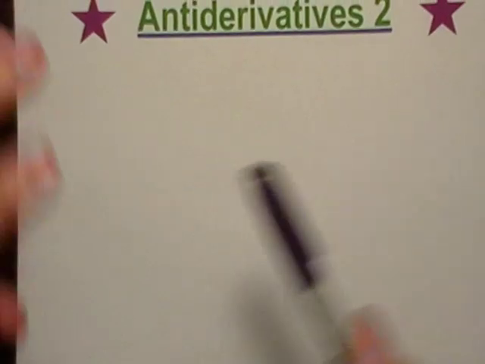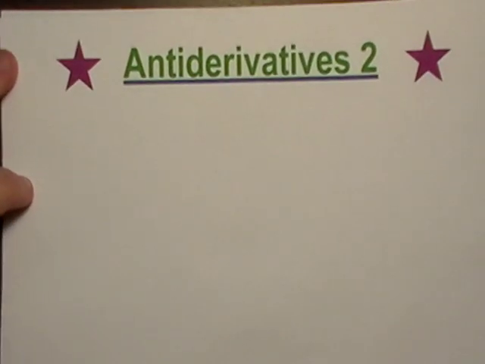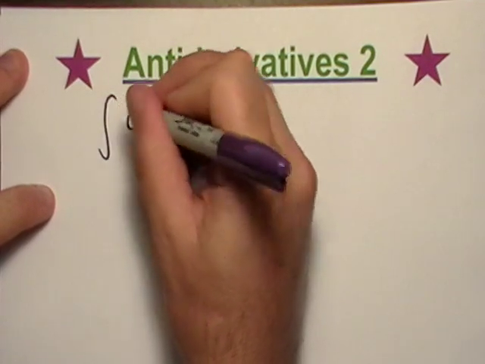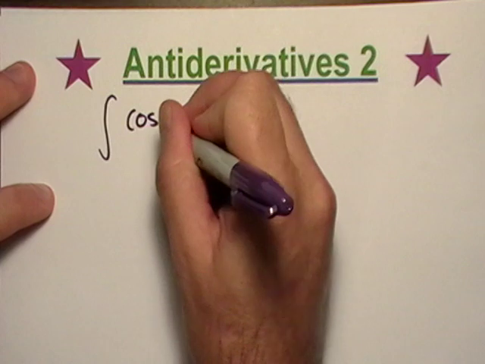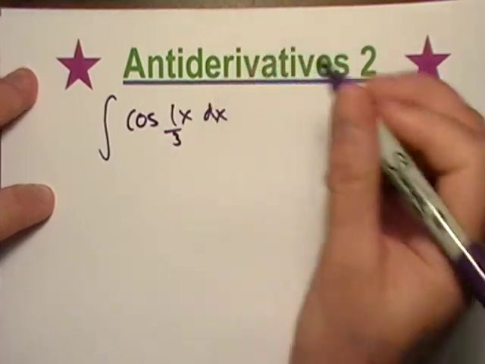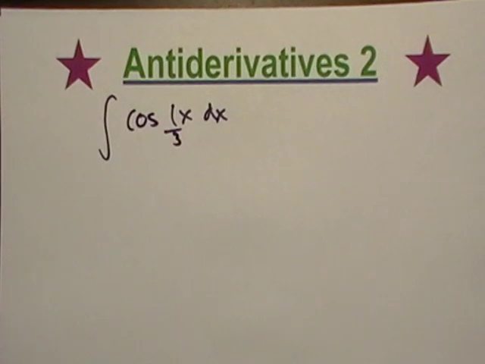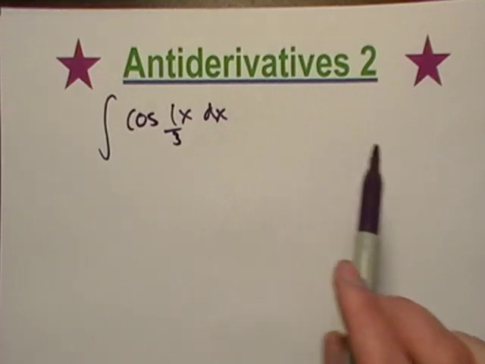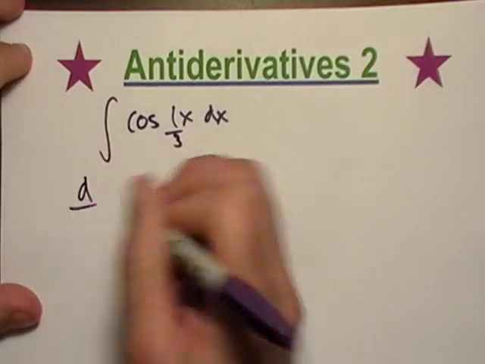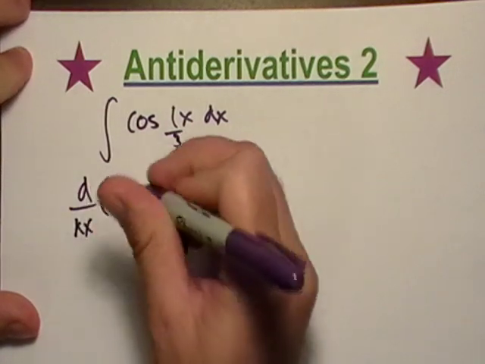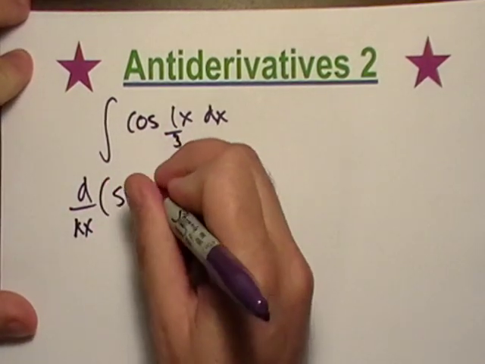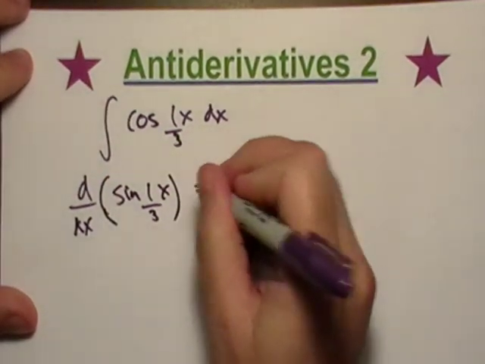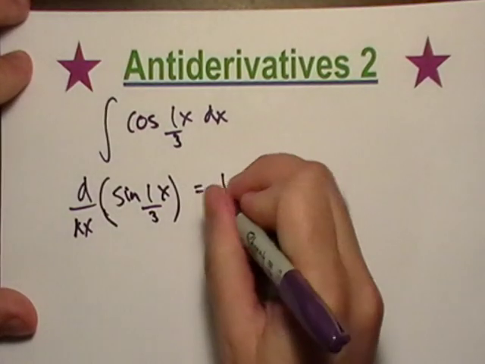Let's find the antiderivative of cosine of 1/3 of x. I'm asking myself, whose derivative is cosine 1/3 of x? I know that I'm going to involve some cosine action, so let me just take sine and take the derivative of that. The derivative of sine is cosine, and we use the chain rule.